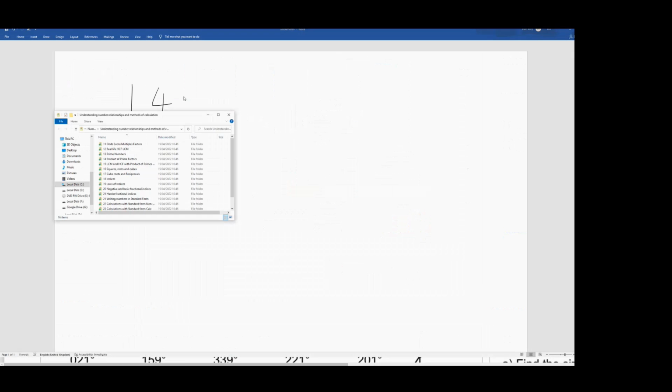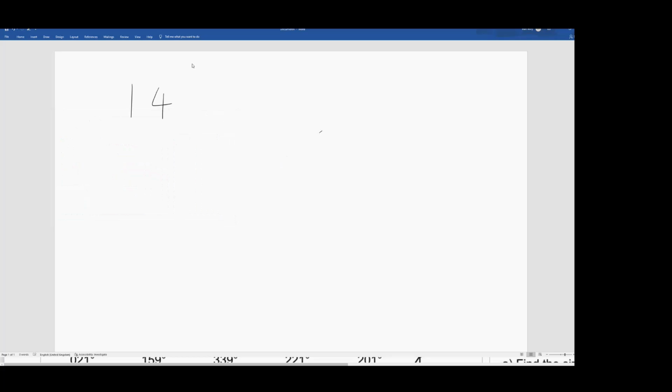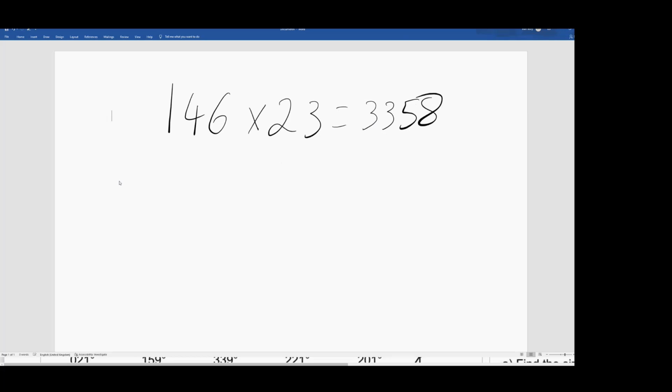There we go. Actually, I'm going to make up a little bit more of an exotic one. So 146 times 23. Given that 146 times 23 equals 3,358, using that fact, we want to write down, let's do 14.6 times 2.3.